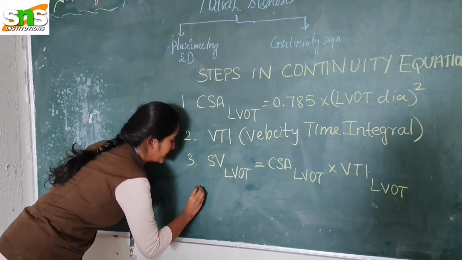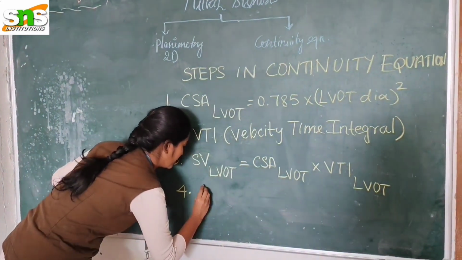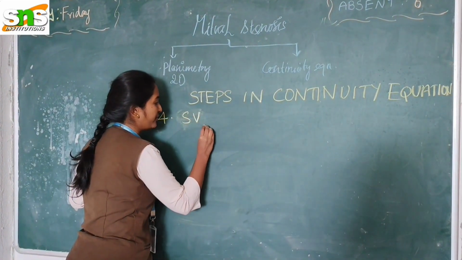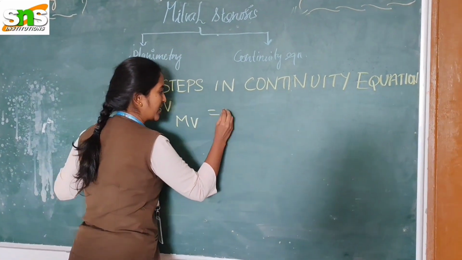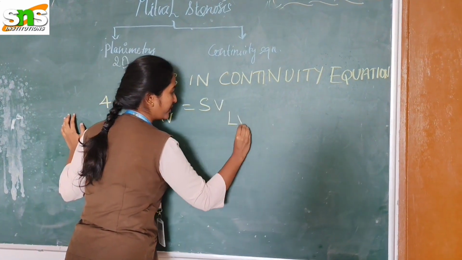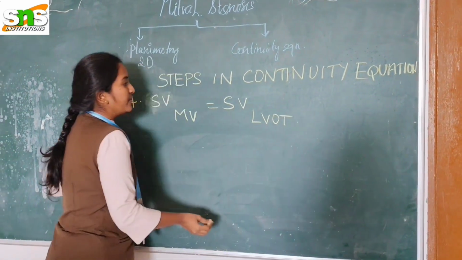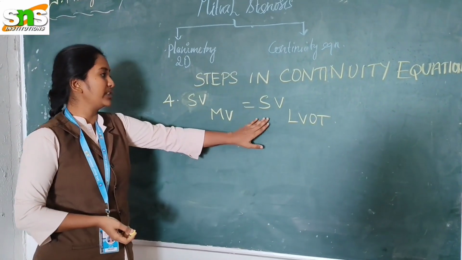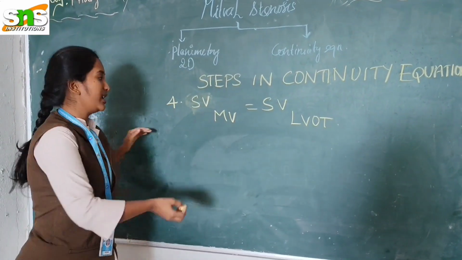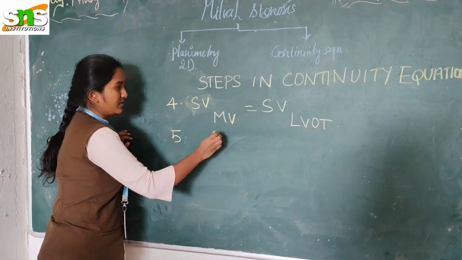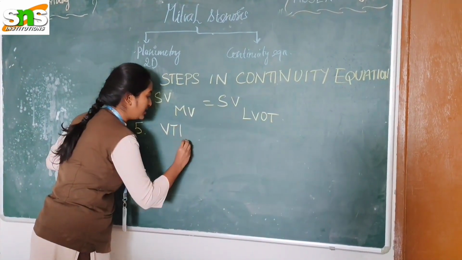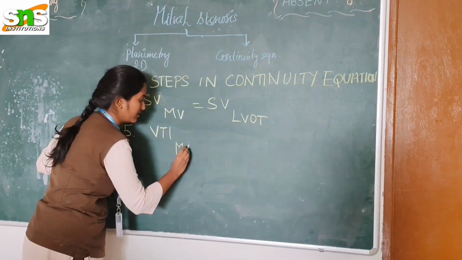Now the fourth step is the stroke volume of mitral valve is equal to stroke volume of LVOT. We found the stroke volume of LVOT in the before steps, so these both values are equal. We are going to use this fifth step. We will find the velocity time integral of mitral valve.